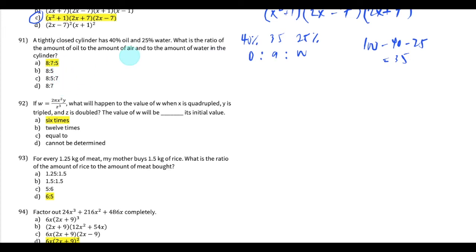Pero wala dito sa choices. Ibig sabihin, we need to simplify this. Ano ang GCF nilang lahat? 5. So 8 divide by 5, 7 divide by 5, 5. Or letter A.